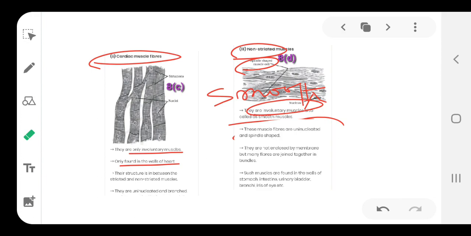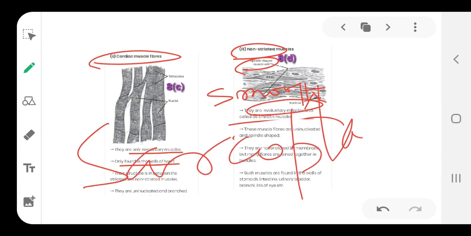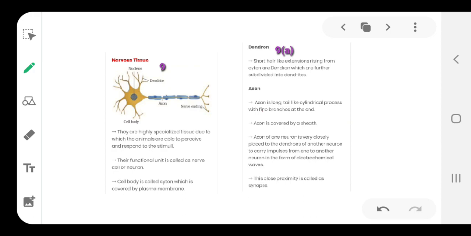To make sure, in cardiac or the muscular tissue, we have two terms. One is sarcoplasm. The cytoplasm here is called sarcoplasm and is bounded by sarcolemma. So these two terms, please make sure they are in your mind.